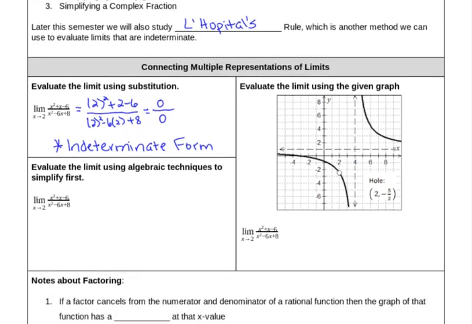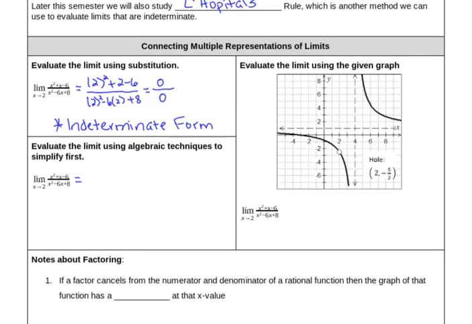So we tried direct substitution and that didn't work. Now we're going to try simplifying first, so I'm going to try and factor this function. And by the way, I should acknowledge that this is a rational function, a polynomial on top and a polynomial on the bottom. A lot of times those types of functions are the ones we're going to be factoring. So the limit as x approaches 2, and we're going to go ahead and factor.